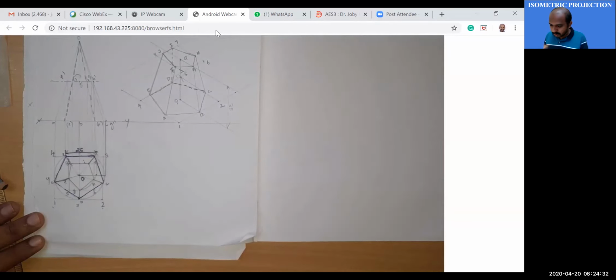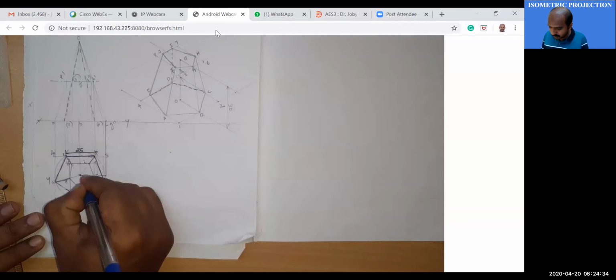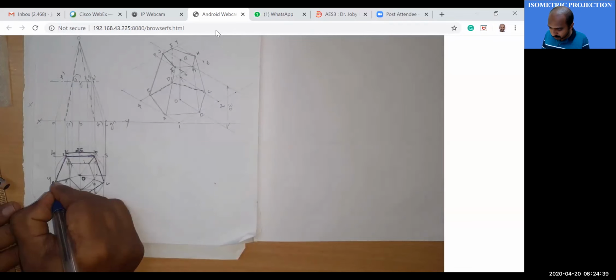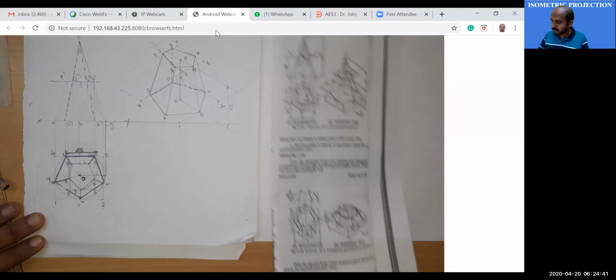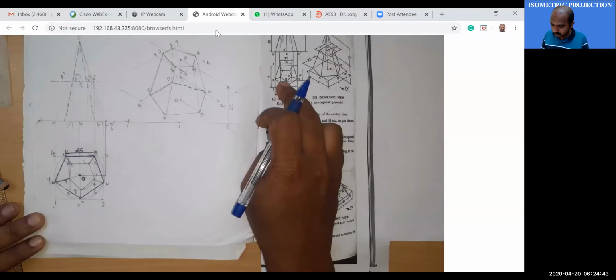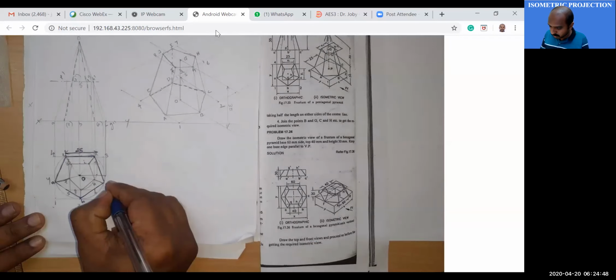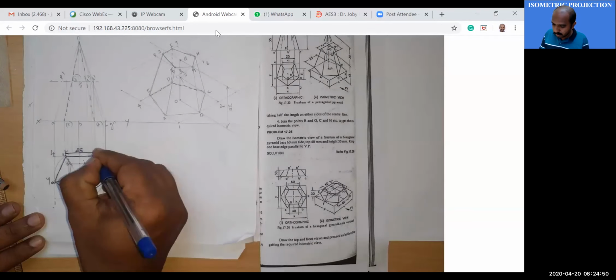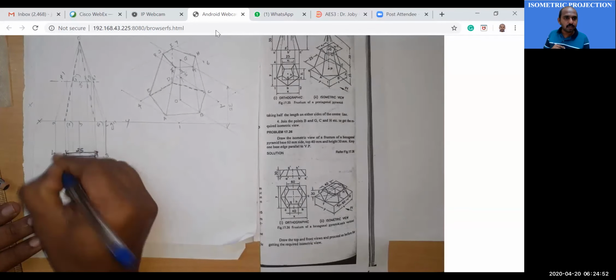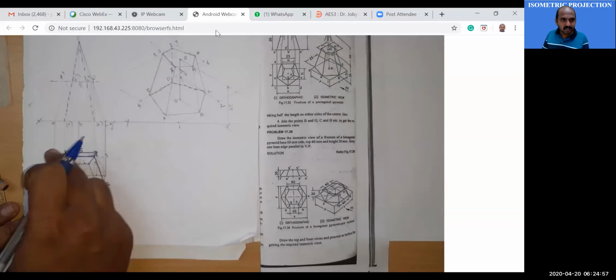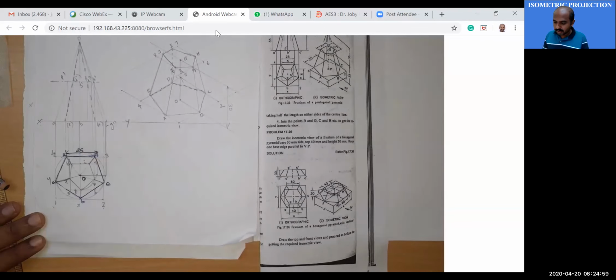Now what do you do? This is the center. Now you can give the naming. We are starting naming from this point. This is small a, then small b, small c, small d, and small e. So you have 5 corners. Now you know that we can locate the O here.